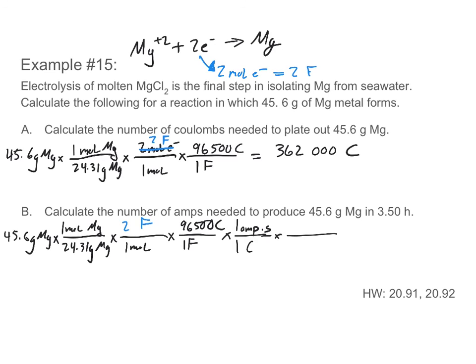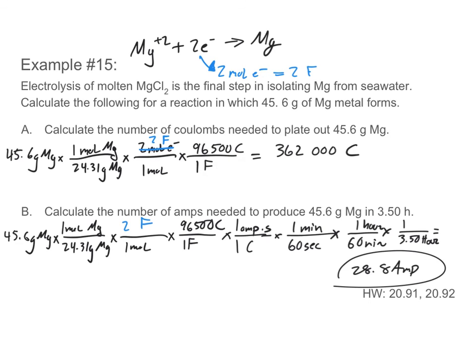And then I'm going to convert seconds. So I'm going to say that I have 60 seconds in 1 minute, and 60 minutes in 1 hour. And I'm going to take 1 over the 3.50 hours that is required to produce this, which will give me a total of 28.8 amps, which again is kind of a lot, considering the fact that I believe we said earlier this time around that your cell phone is like a 0.2 amp or something like that.